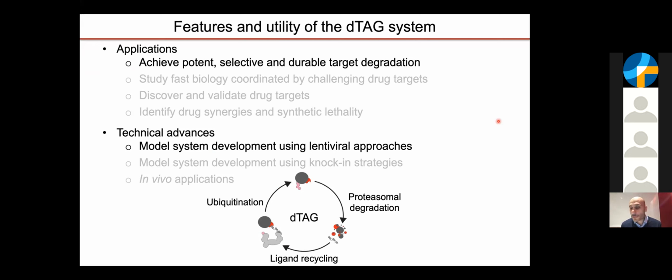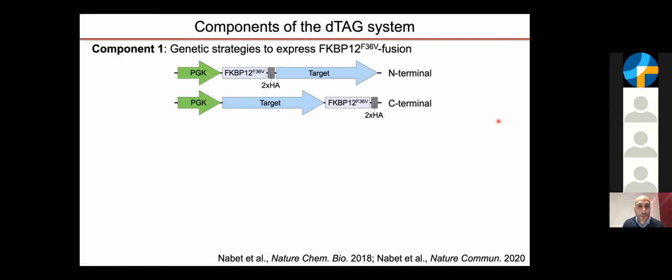And so first, of course, I just wanted to give a flavor for how the system works and how we started to assess whether we could achieve really potent, selective, and durable target-specific degradation. So as I mentioned, the first component of the dTAG system, of course, is to use genetic strategies to express your tagged fusion. Similar to the prior presentation, what we initially set out to do was develop strategies that would allow us to N or C terminally tag our target protein of interest with this mutant FKBP12 tag.